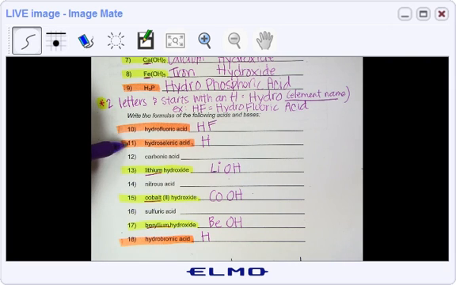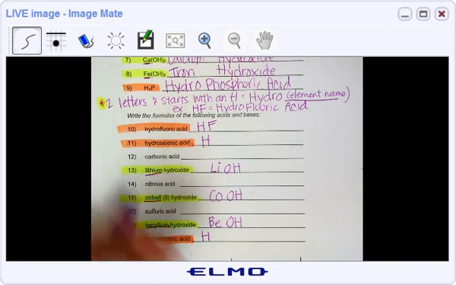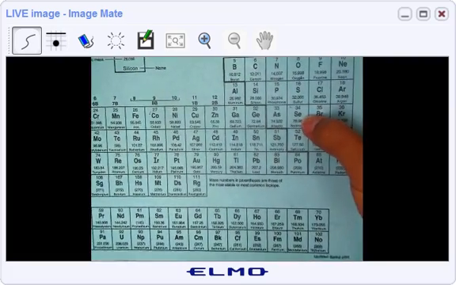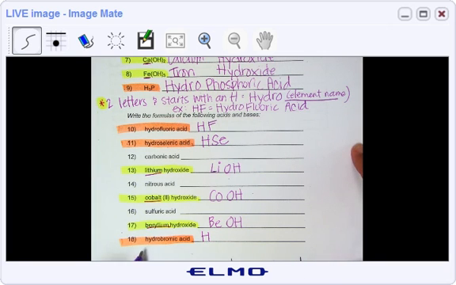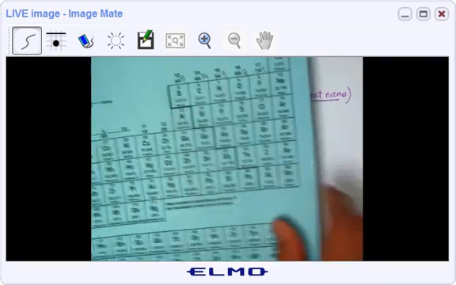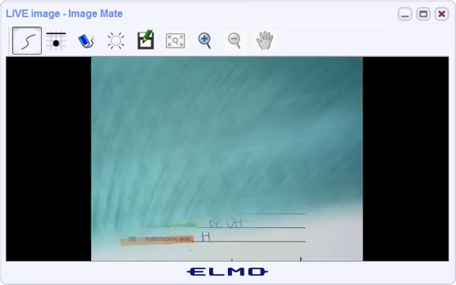For number 11, selenic is going to be selenium, which is number 34, atomic number 34. It's right here on the right side. It's Se. Hydrobromic acid. Okay, what element do you think bromic is? What does it sound like off the periodic chart? Anyone? It's going to be bromine. Atomic number 35, Br. You just write Br.